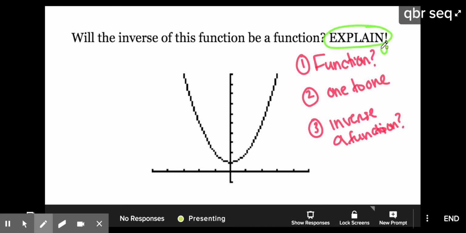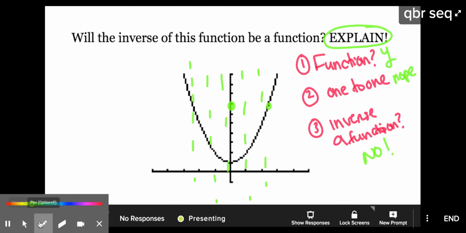So is this a function? Yes, right? It passes the vertical line test. I'm going to explain in words. Hopefully you explained in typing, right? So yes, this is a function because it passes the vertical line test. Is this 1 to 1? Nope. It's not 1 to 1, right? If I picked this value right here, I have 2 possible x values that would result in that y value. Therefore, no, the inverse is not a function.